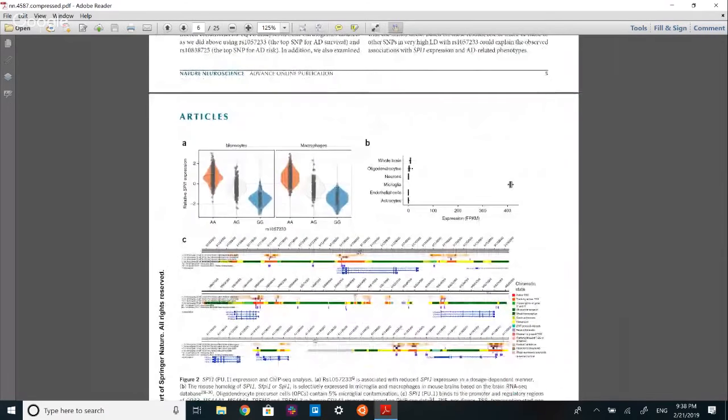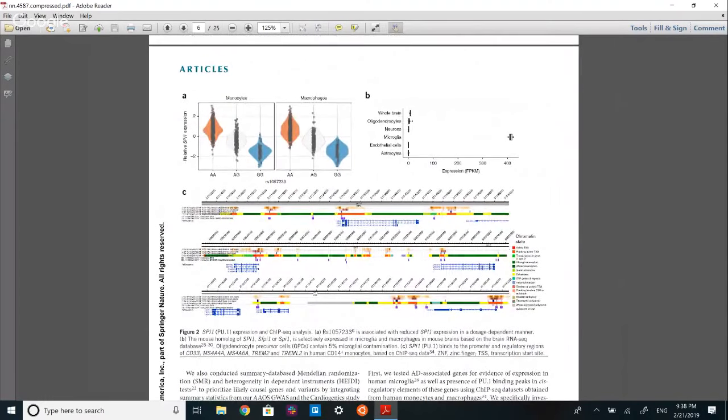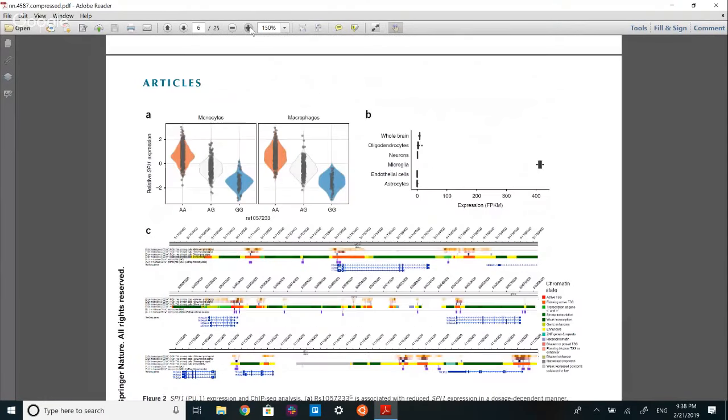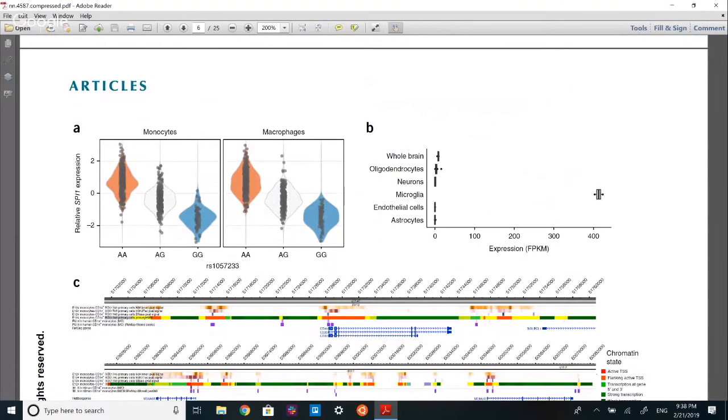And so to further support, especially the evidence at the SPI1 loci, here is what the different genotypes of the SNP identified to be most strongly associated with AD survival do to SPI1 expression. And you can see that when you have two alleles, you have much lower SPI1. And here we confirm that SPI1 is indeed a gene expressed in microglia instead of other neuronal cell types. And so these really, again, reaffirm our hypothesis that this SNP is really driving differential expression in SPI1, which is expressed in microglia.